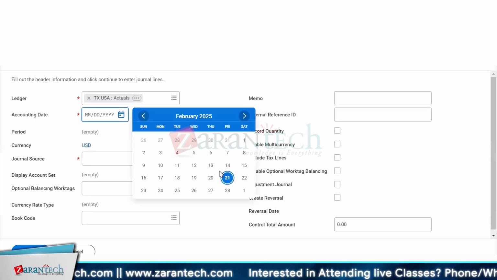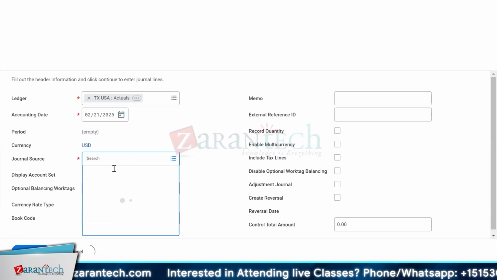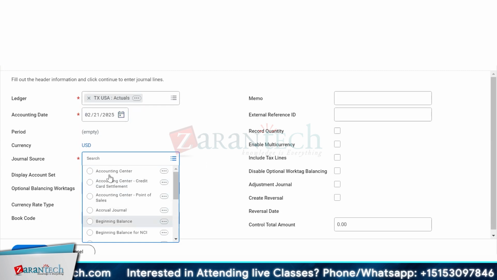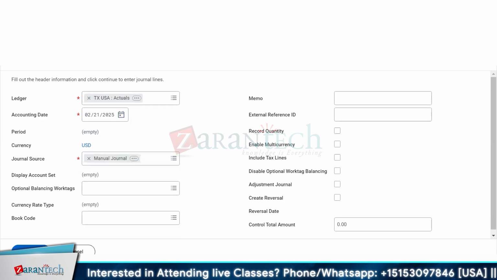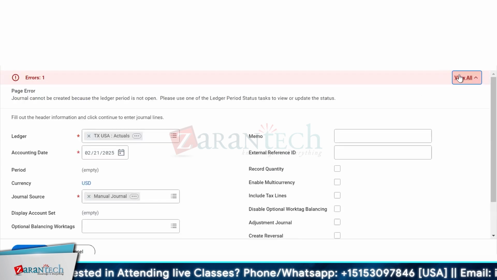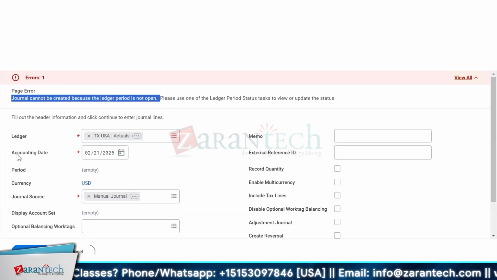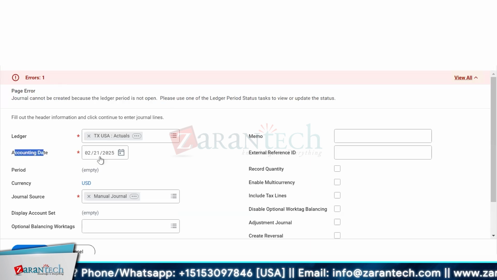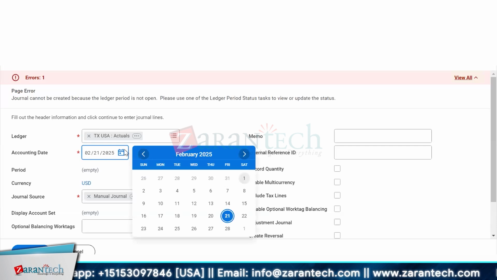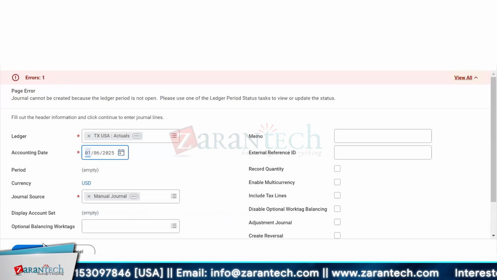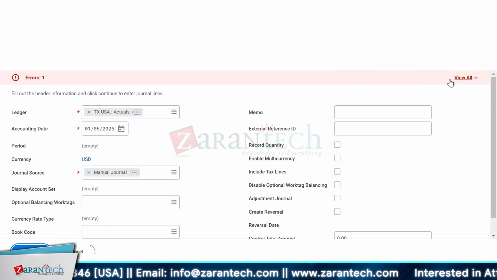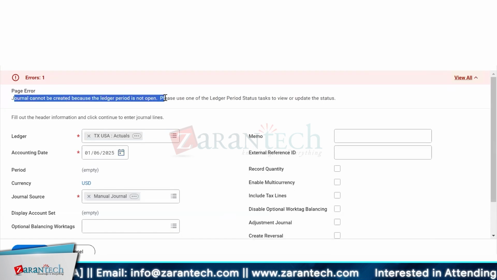For the accounting date, if I open up my system, the system automatically picks the current date and the source. We'll discuss the source in a while. I just select and if I click OK, the system again prompts an error saying that the journal cannot be created because the ledger period is not open. That means this accounting date we have selected is not in the open period. If I go back to the previous month, any date I select, the system will prompt the same message again. So we need to open up a ledger period here.